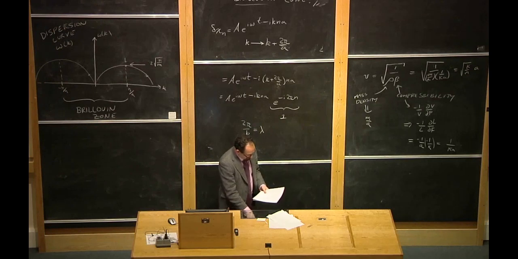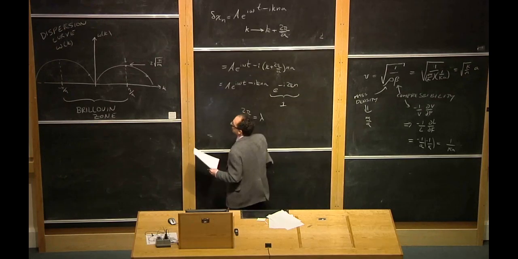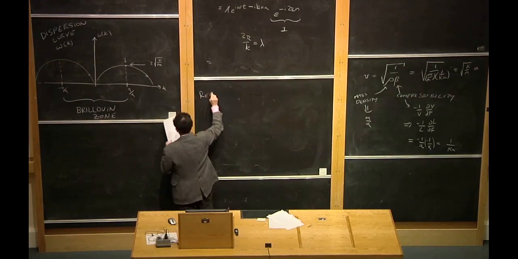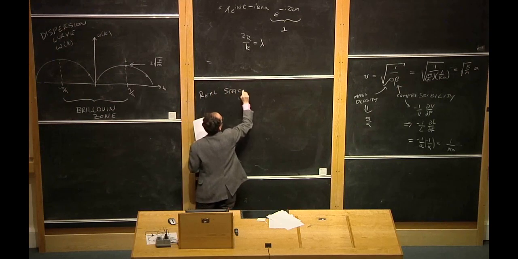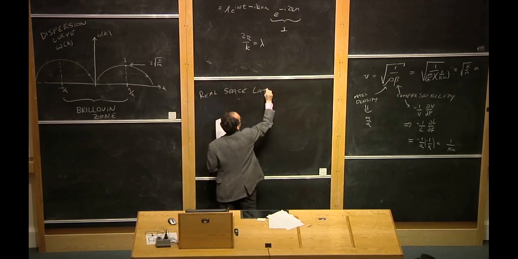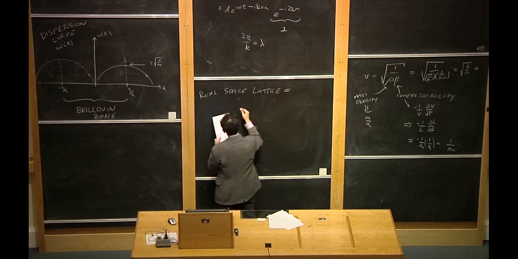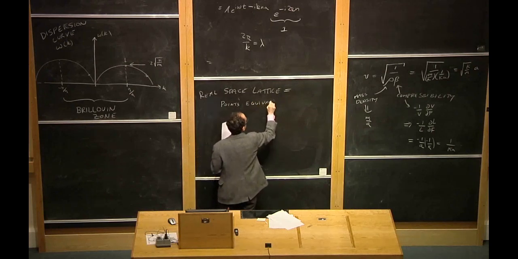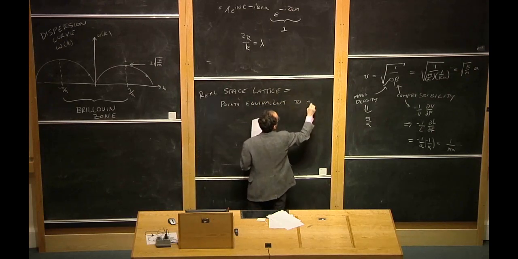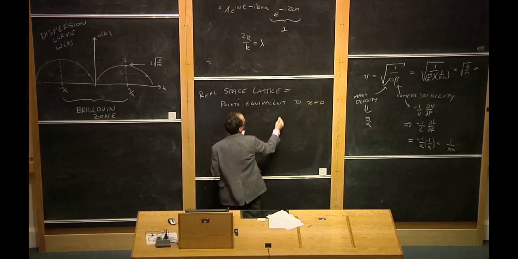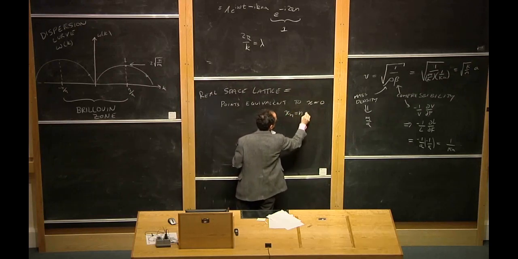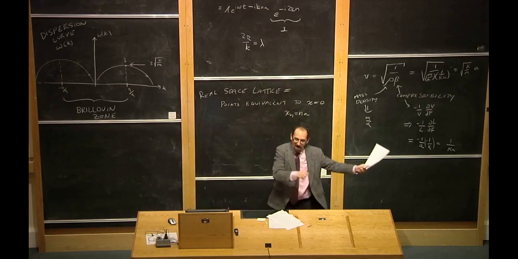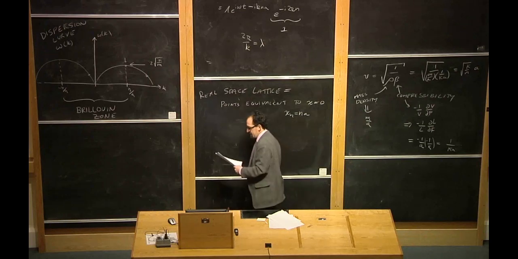So, a little bit more nomenclature that's fairly useful. The real space lattice, let me define it as all points equivalent to x equals 0. So in our picture there, that would be x_n equals n times a, because you can shift each point by an entire spring, and you get back to something that looks exactly the same.